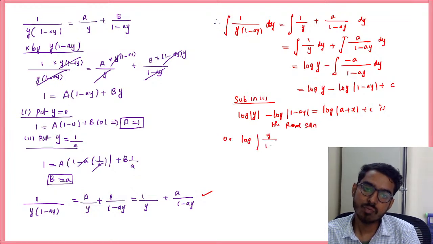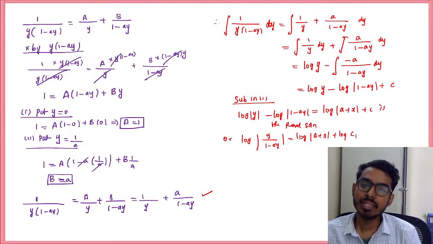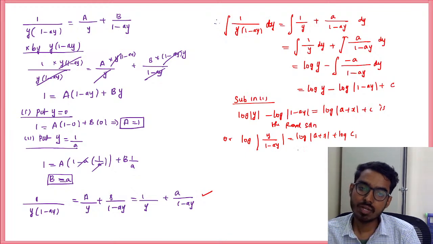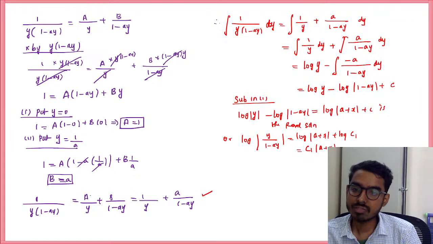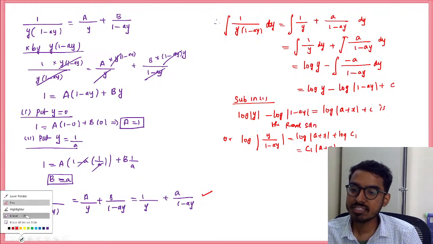Or log modulus of y by 1 minus ay equal to log modulus of a plus x. Instead of c1, let us put some log c1, and then you can also bring this down to this side. You can do anything, right? Or you can also write this as c1 into mod a plus x. Log a plus log b is log ab, right?